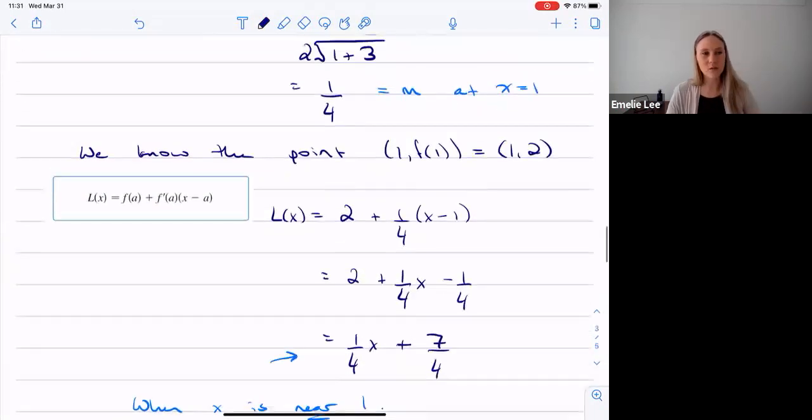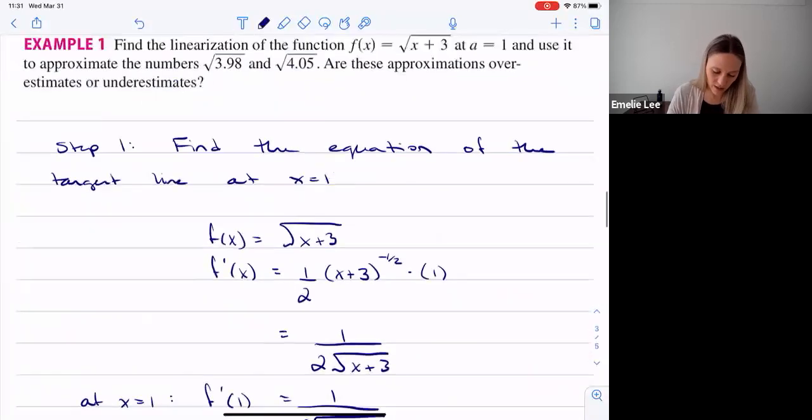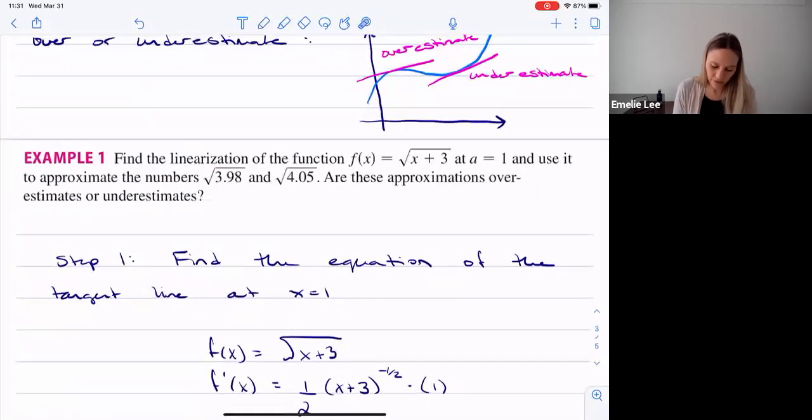Step 2, because this is the linearization close to x equals 1, but what we actually wanted to find was to approximate the root of 3.98, which is 3 plus 0.98. 0.98 is close to 1, right? And the root of 4.05, well, 4.05 is 3 plus 1.05 again. 1.05 is close to 1, right? So now we're going to approximate these numbers using the linearization.